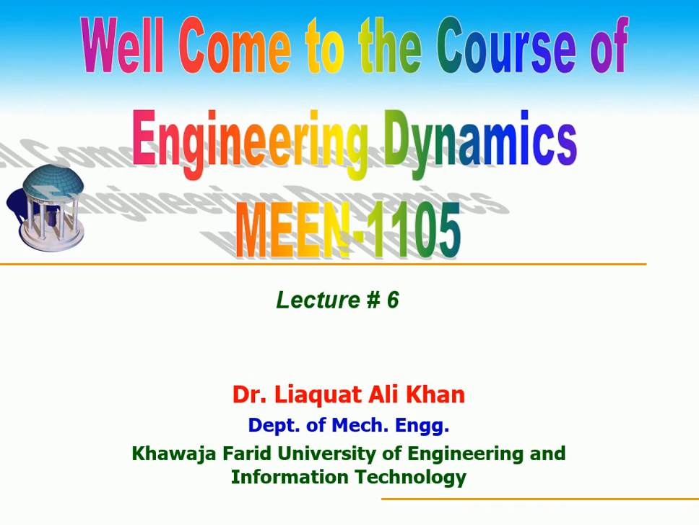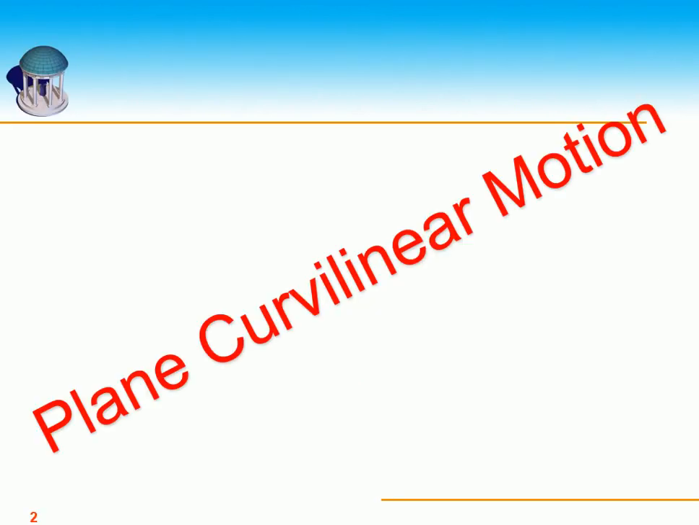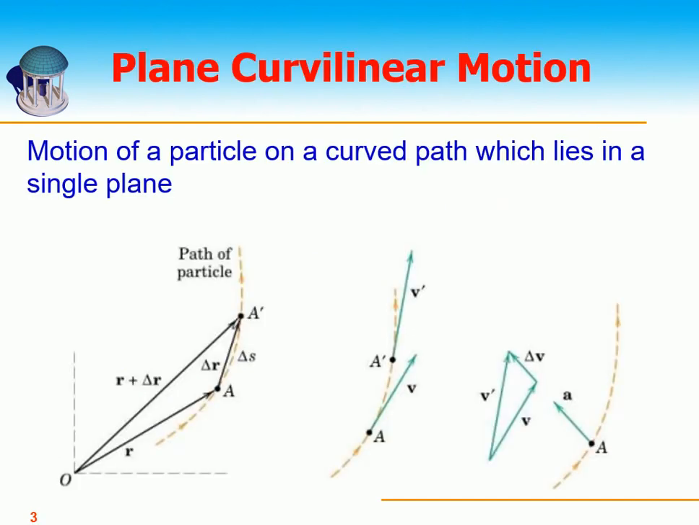Curvilinear motion is the motion along a curved path. For example, a car is turning, or anything which is moving in a circular path or on a curved surface. That is called curvilinear motion. But we are talking of curvilinear motion that lies in only a single plane, like a motorcycle turning, a cycle turning, or anything which is turning on a plane.